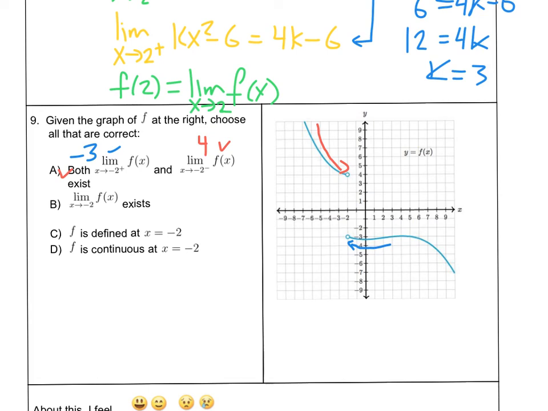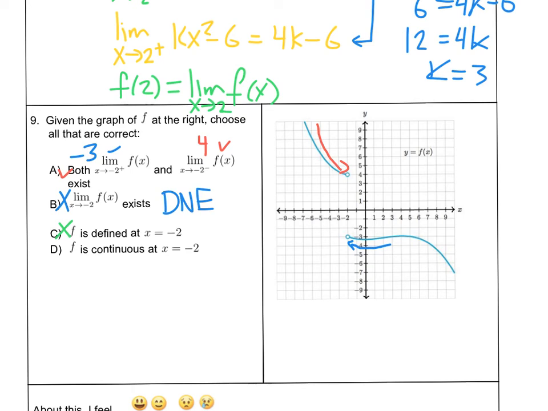However, that does mean for the second part of this, the limit as x approaches -2, because I get a different answer from each side, the overall limit does not exist. Therefore, B is not true. If I'm thinking about f being defined, for a point to be defined, we can't have open circles. If there was a filled-in circle somewhere, that point would be defined, but there's not. We just have open circles there, so there is no value for f of -2. So this one is also not true.